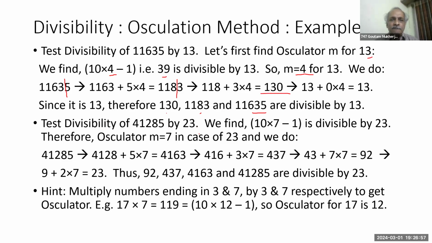Test divisibility of this by 23. Again, ending in 3, multiply by 3. So it becomes 69. 69 is 10 into 7 minus 1, so 7 becomes the oscillator. Therefore for 41285, we do 4128 plus 5 into 7, 4163. Again we cut here. 416 plus 3 into 7 is 437. Again 43 plus 7 into 7 is 92, divisible by 23. So all these are divisible by 23. Multiply numbers ending in 3 or 7 by 3 and 7 respectively to get the oscillator. For 17, 7 into 7 by 6 will be 12.